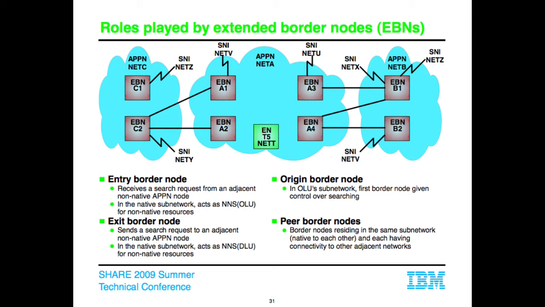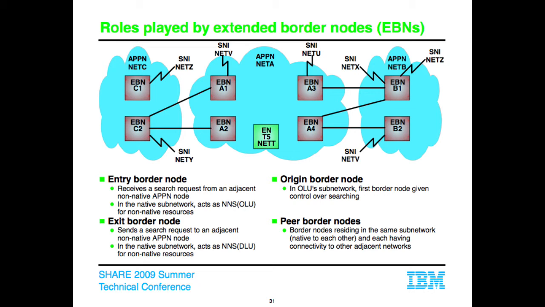And the last thing I want to talk about is peer border nodes. Peer border nodes are border nodes that are in the same APPN topology subnetwork as other border nodes. So C1 and C2 are peer border nodes. A1, A2, A3, and A4 are peer border nodes, and B1 and B2 are peer border nodes. The reason you need to understand peer border nodes is because, like in this example, A1 does not have connectivity to every possible adjacent network. He's only got connectivity to the net C APPN network through border nodes.